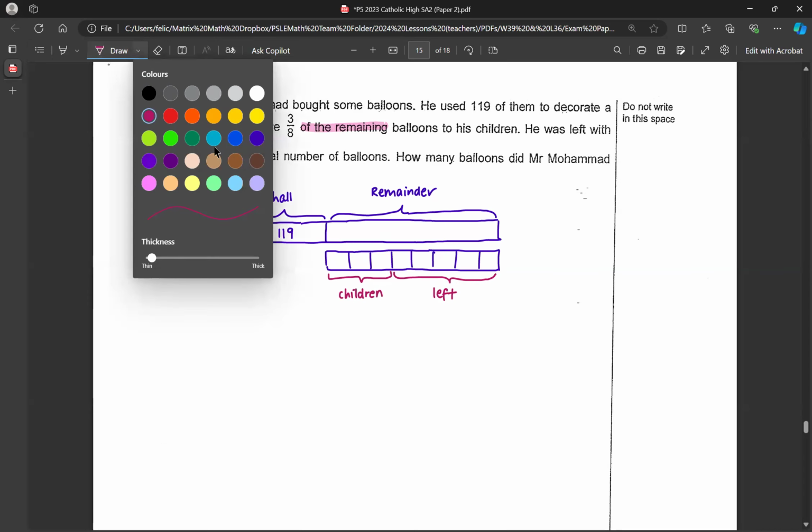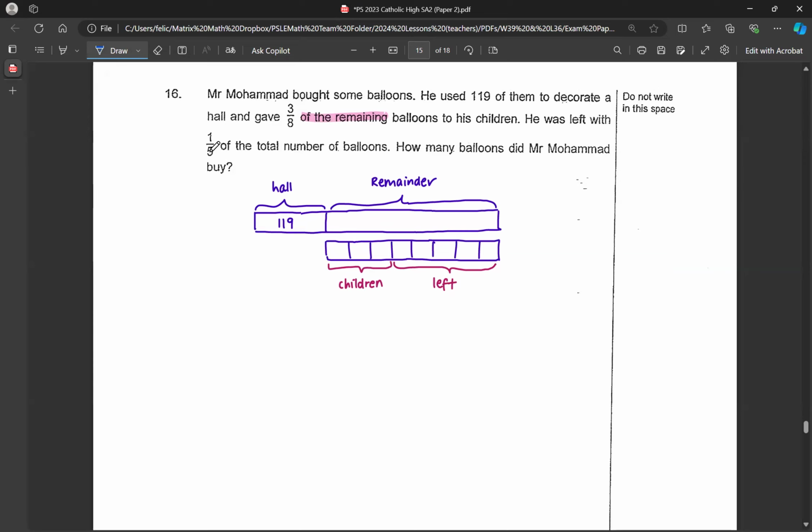Now, if we look at the fraction, he was left with 1/5 of the total number of balloons. We actually have 2 pieces of information for that. The first is the model information: we see 5 parts. The second for the left is the 1/5 here. Your job is to make sure these 2 pieces of information tally with each other, because they are both referring to the same leftover.